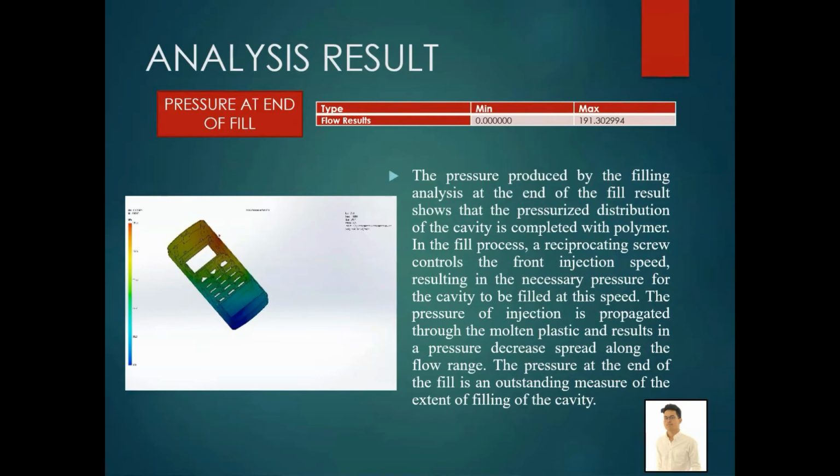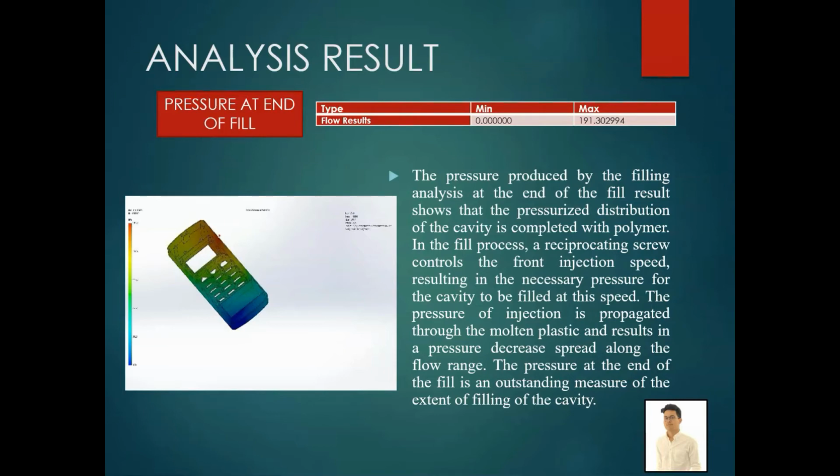Alright, so the pressure produced by the filling analysis at the end of the fill result shows that the pressurized distribution of the cavity is completed with polymer. In the fill process, a reciprocating screw controls the front injection speed, resulting in the necessary pressure for the cavity to be filled at this speed. The pressure of injection is propagated through the molten plastic, and the result is a pressure decrease spread along the flow range. The pressure at the end of the fill is an outstanding measure of the extent of filling of the cavity.